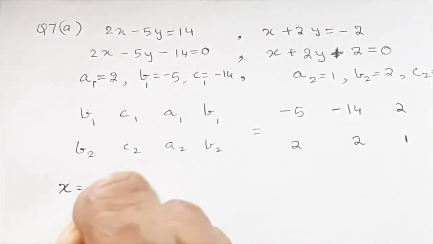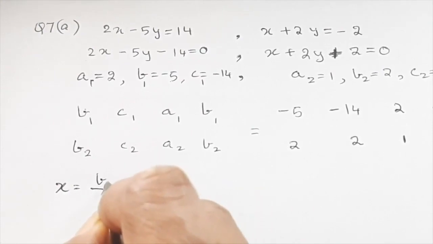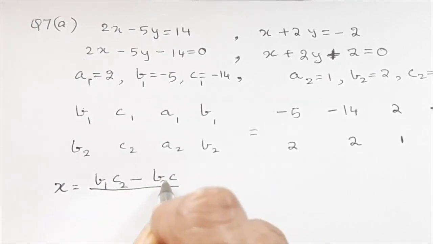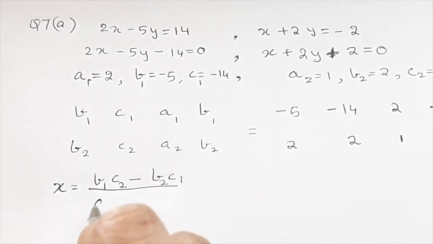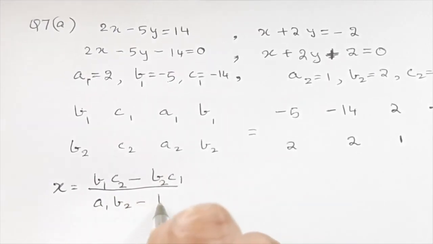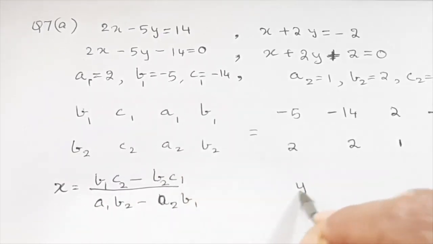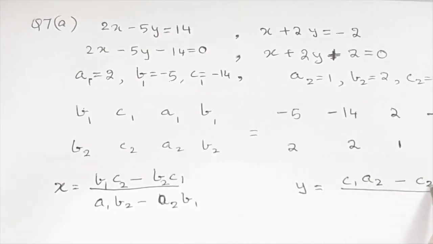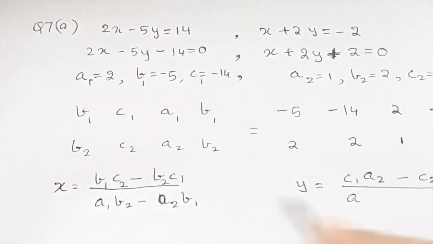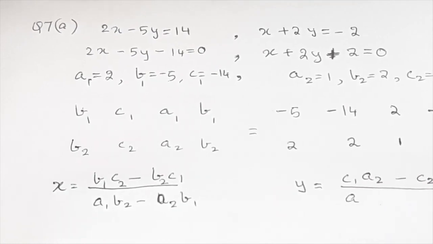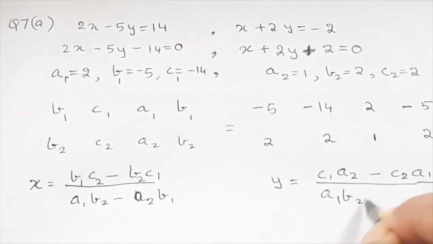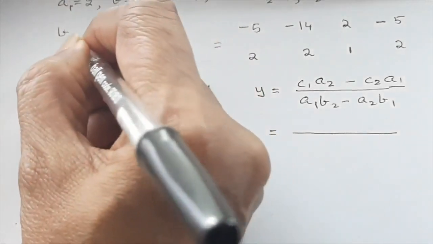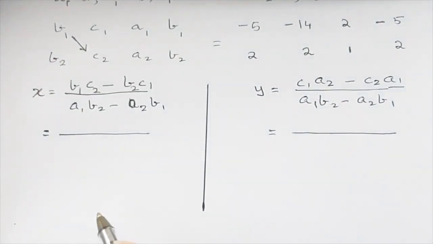Our x is equal to, you have to know this by heart. It will be, right, BC minus BC. So it will be B1 C2 minus B2 C1 upon, we will have A1 B2 minus A2 B1. And this side we will write the y formula, which will be C1 A2 minus C2 A1 upon this denominator, and this denominator will remain the same. So A1 B2 minus A2 B1. Got that?